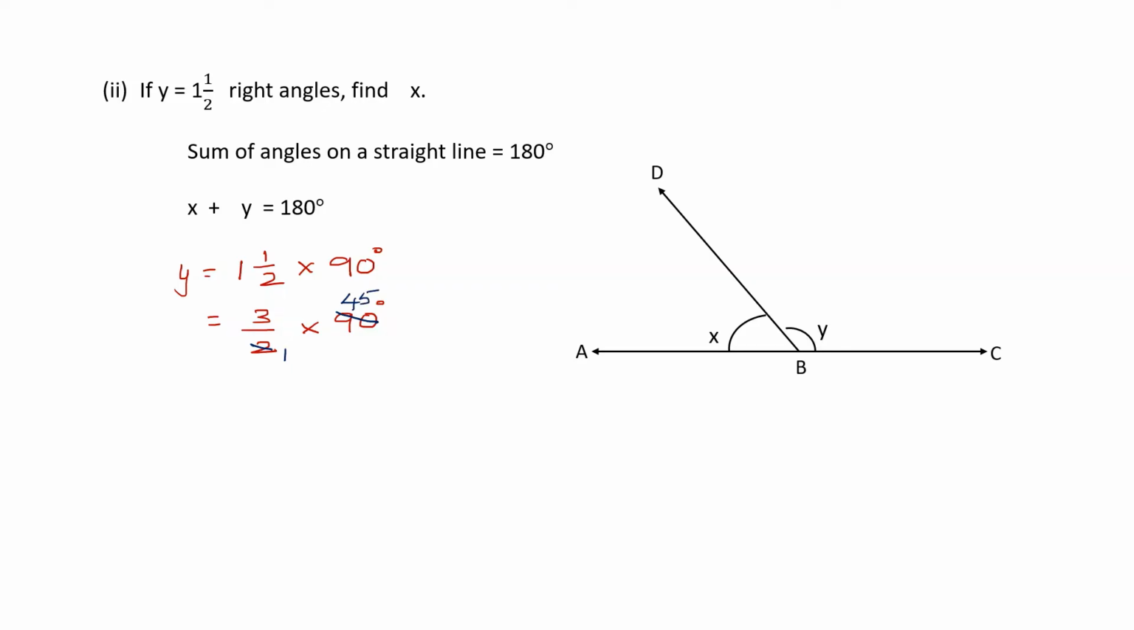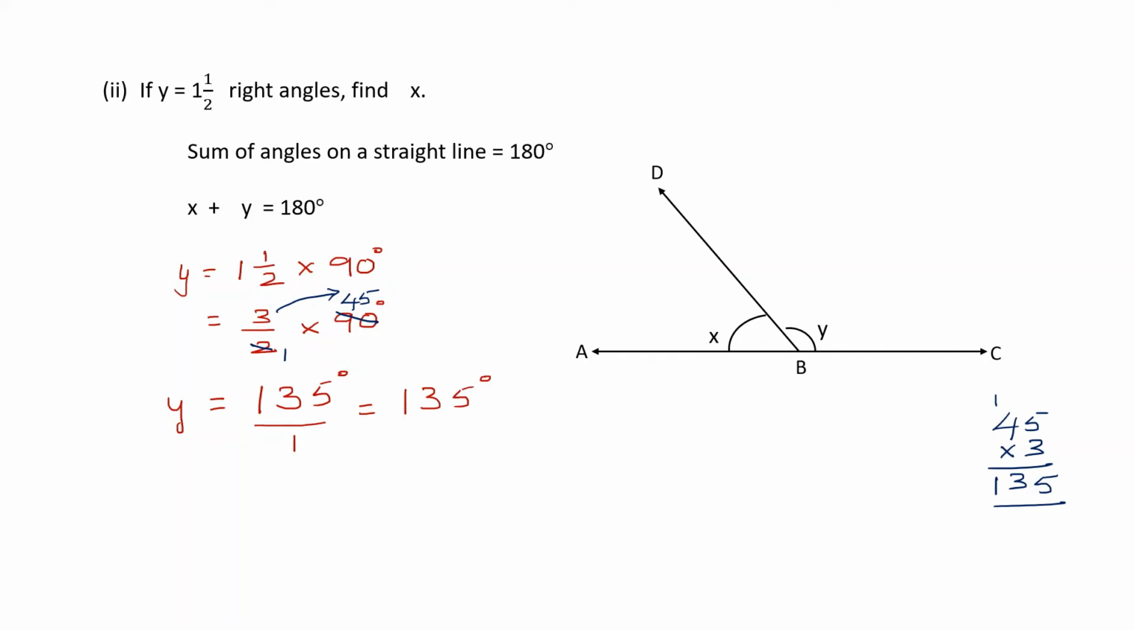Now let's multiply the numerators. 3 into 45. So let's do the multiplication here. 45 into 3. 3 5s are 15. Carry 1. 3 4s are 12 plus 1, 13. So we've got 135 as our numerator and our denominator is 1. So this is equal to 135 degrees. So y equals 135 degrees.